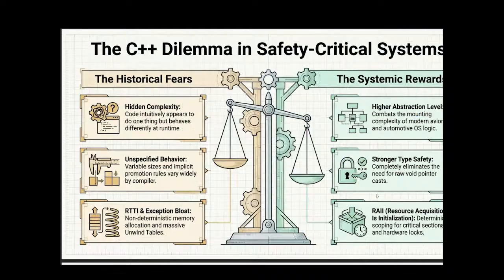Now let's look into the C++ dilemma in safety critical systems. Hidden complexity: code intuitively appears to do one thing but behaves differently at runtime.